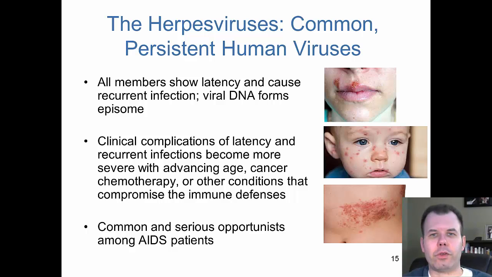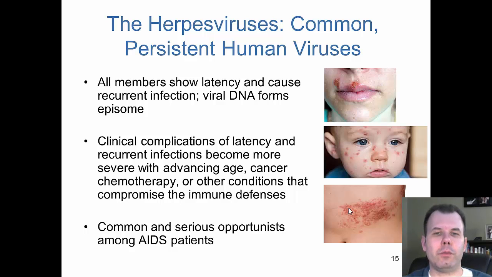And then again, we'll talk about some of these other ones. And so again, all members show latency and cause reoccurring infections. And obviously, if you've had one of these infections, if you've had chickenpox as a kid, you're at risk of getting shingles later in life. This is the shingles here. And again, clinical complications include latency becoming more severe with advancing age because of the weakening of the immune system.